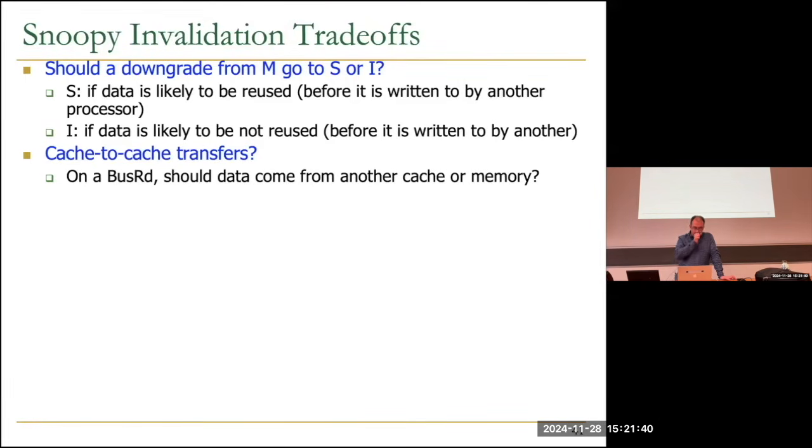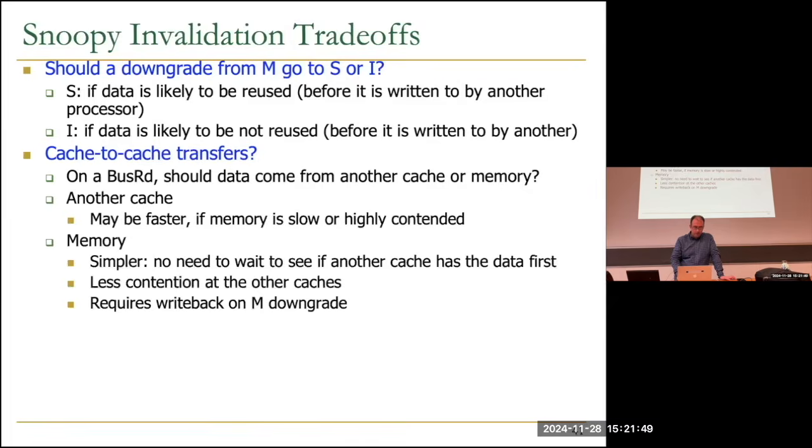Cache-to-cache transfers. On a bus read, should data come from another cache or memory? Should we supply the data from memory or from another cache? Another cache may be faster if memory is slow or highly contended, but from memory is simpler, with no need to wait to see if another cache has the data first, and less contention at the other cache. This requires write back on modified downgrade. So once you are downgrading from modified state, you need to write back to the memory.